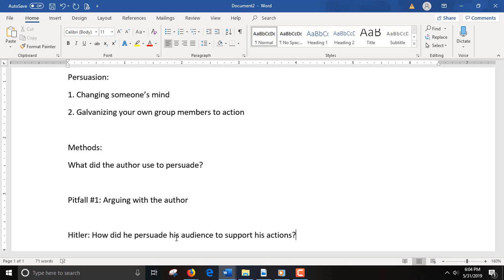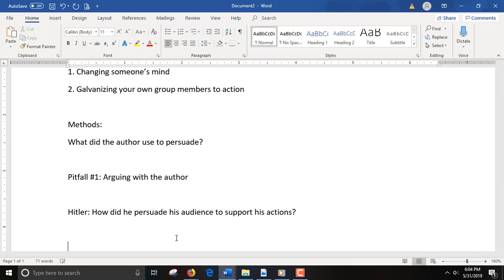So it's not your position in this paper to take a side for or against or say what you think about what the author is claiming. The whole point is for you to analyze what they are saying and how they persuaded their audience and whether they did it effectively. So, very importantly, you may not be in the target audience. That's pitfall number 2: assuming you are in the target audience.